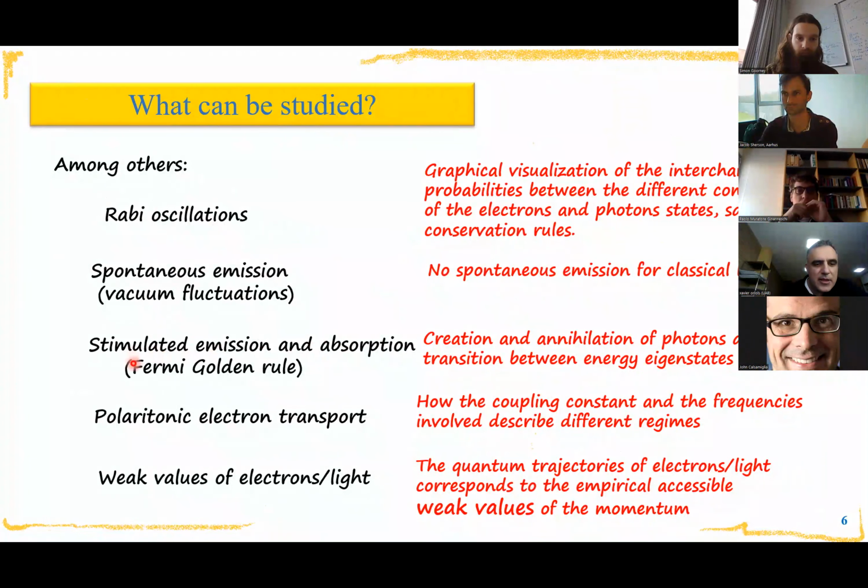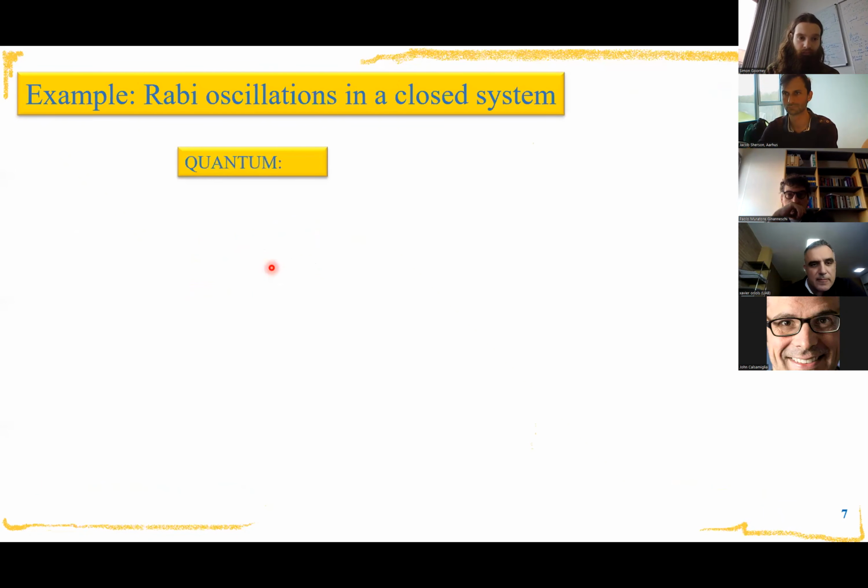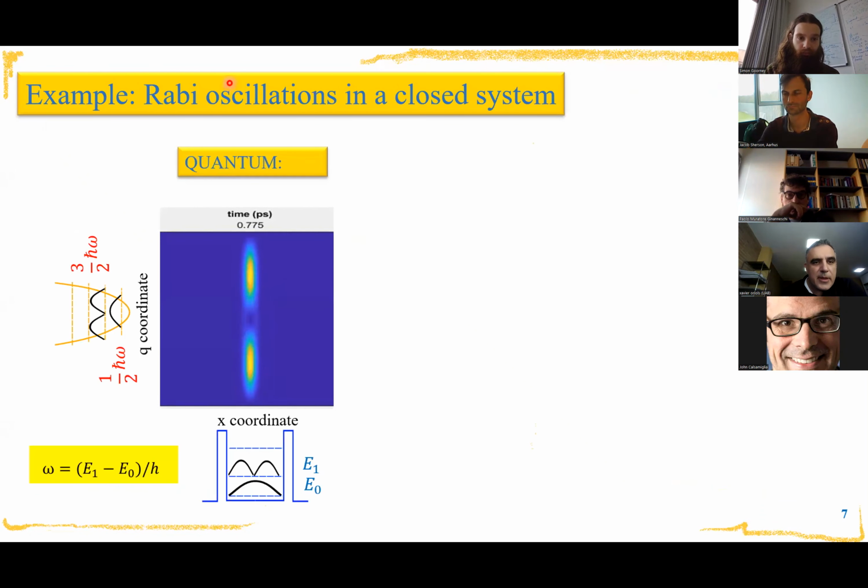You can study simulated emission and absorption. You can study quantum transport with polaritonic natures, and you're going to study also these weak values of electrons and light. And I provide here some example. This is just an example of the Rabi oscillation.